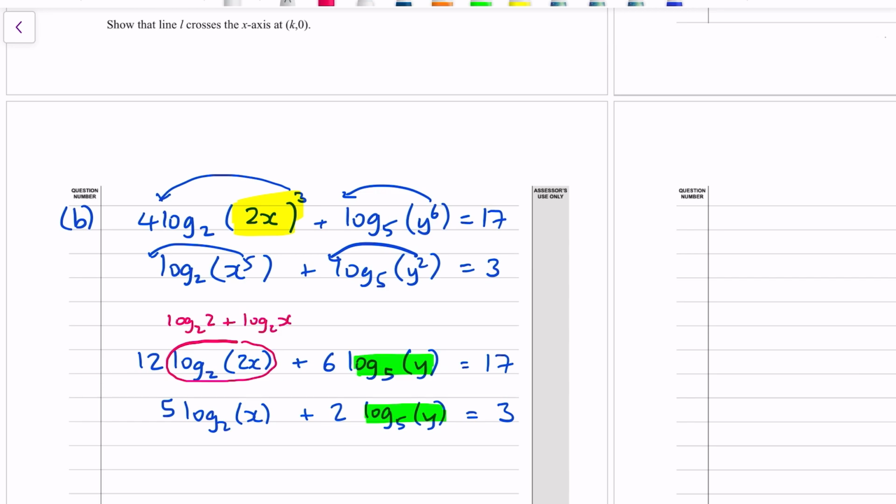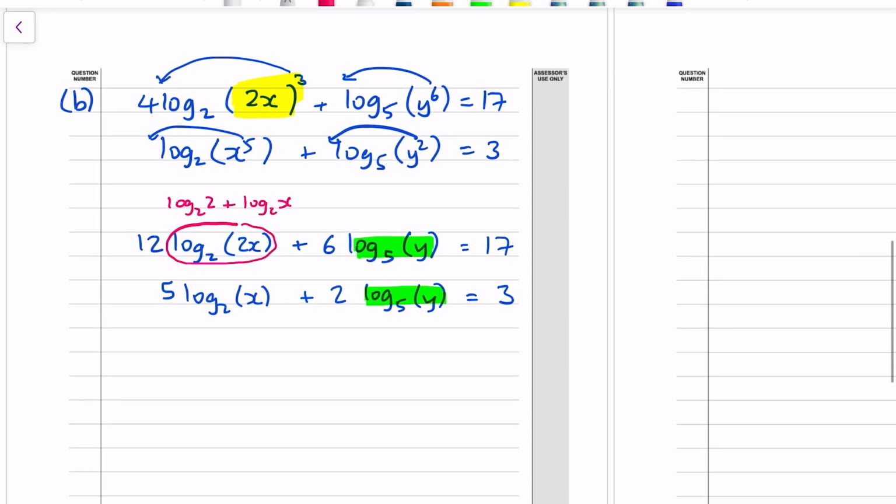Because when you add logs together, you multiply the arguments. And log base 2 of 2 is just equal to 1. Bear in mind that both those things then need to be times by 12. So our equation simplifies further. We've got 12 plus 12 log base 2 of x.